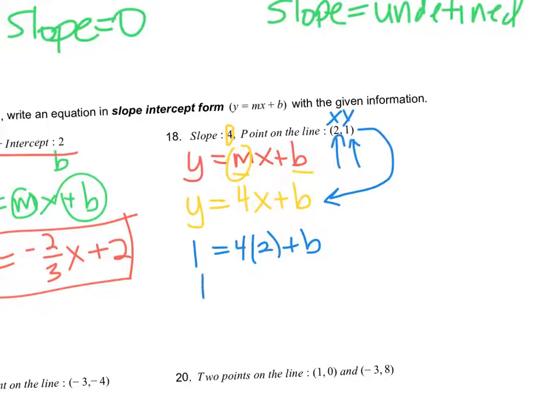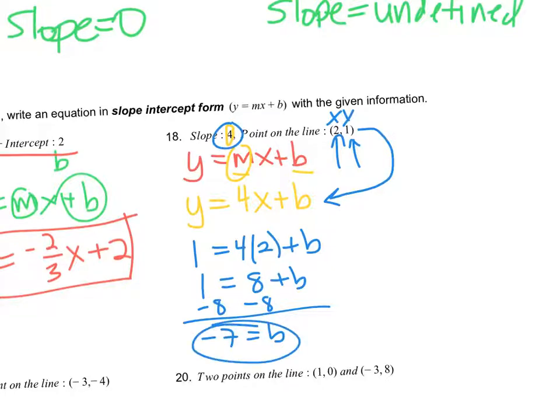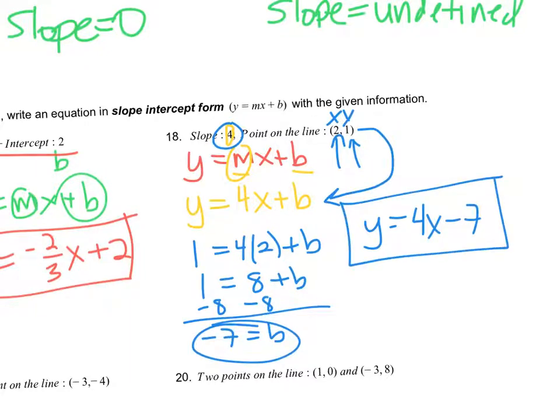So this would be 1 equals 8 plus b. Subtract 8 from both sides: negative 7 equals b. I did it. I know what my missing piece is. I know my slope is 4 and my y-intercept, my b value, is negative 7, so I can write my final equation: y is equal to 4x minus 7. That's my equation in slope-intercept form.